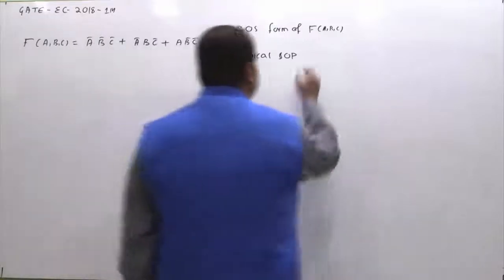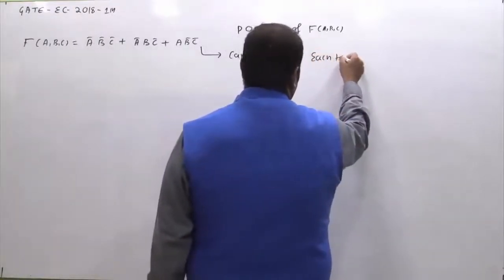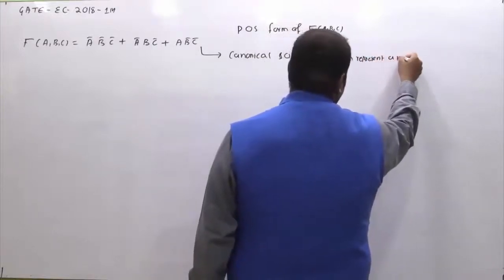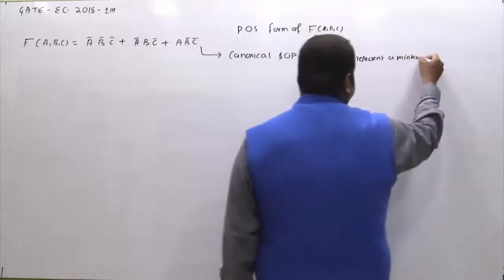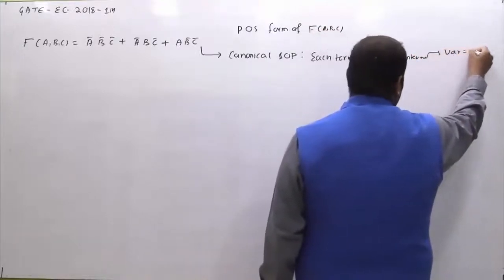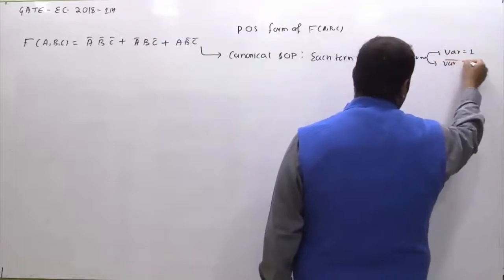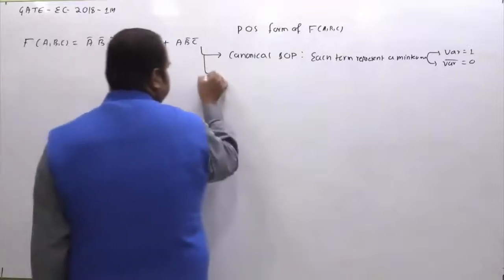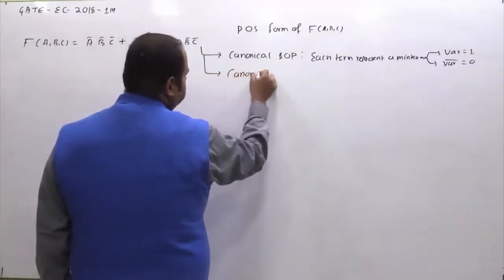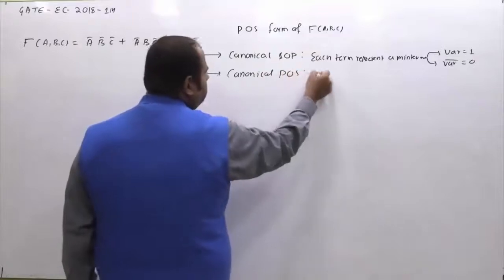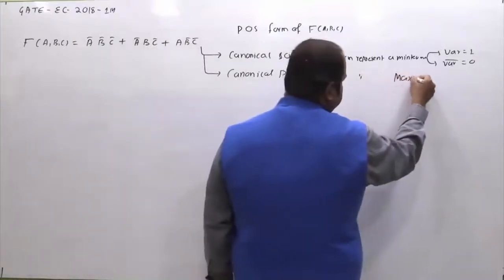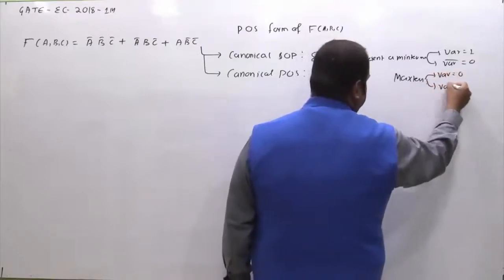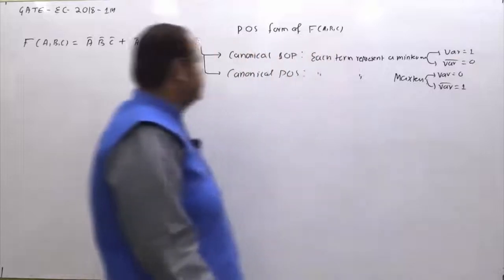And in canonical SOP, each term represents a min term, and here variable is taken as 1 and variable bar is taken as 0. Okay, and similarly if we have canonical POS form, product of sum, here each term represents a max term, and in max term cases variable is taken as 0 and variable bar is taken as 1, opposite to this.